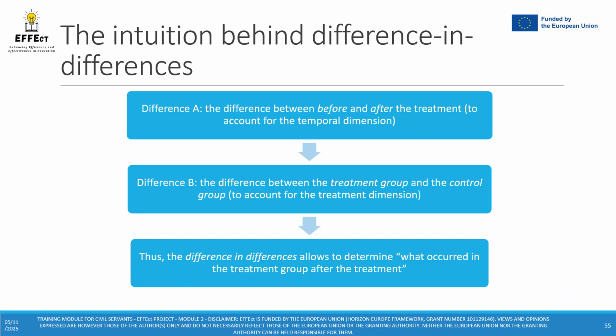As we discussed at the end of the last submodule, we actually do two kinds of comparisons in an RCT. On the one hand, we compare on a temporal basis. We compare before the treatment versus after the treatment. But on the other hand, we also compare the treated group with a non-treated group. So we compare both in a temporal dimension and in a treatment dimension. And the difference in differences allows us to determine what occurred in the treatment group after the treatment. So a difference in differences actually combines these two dimensions in comparison.